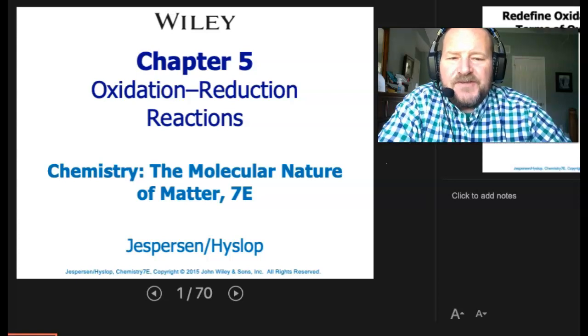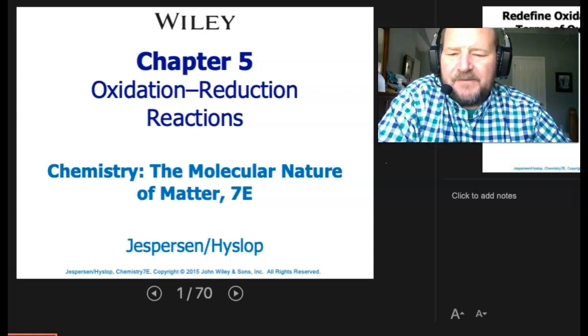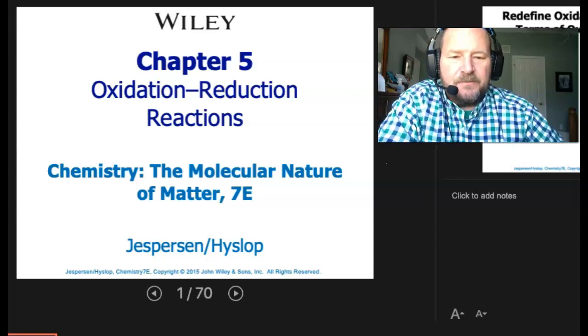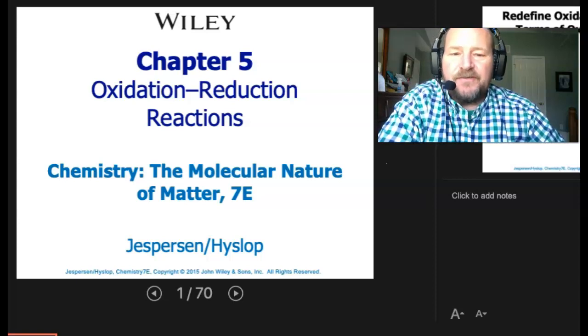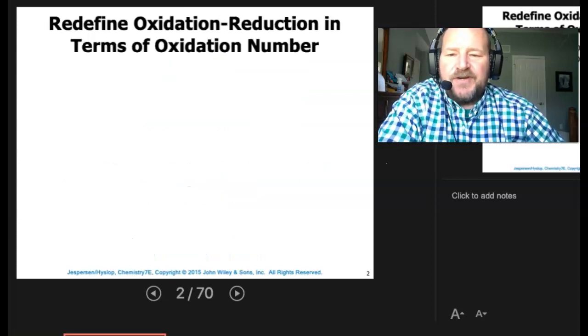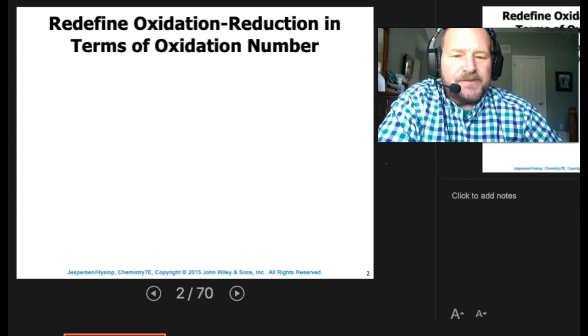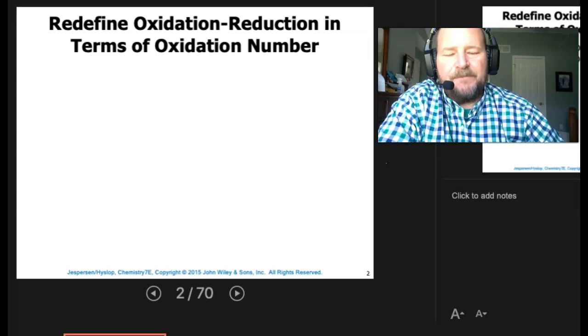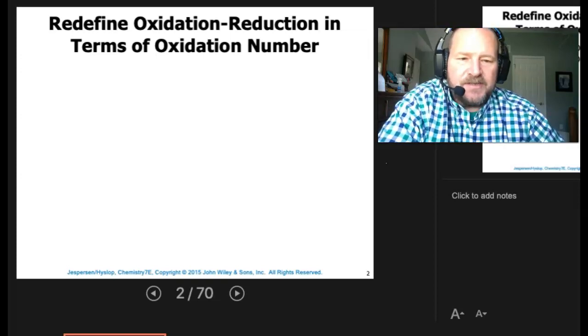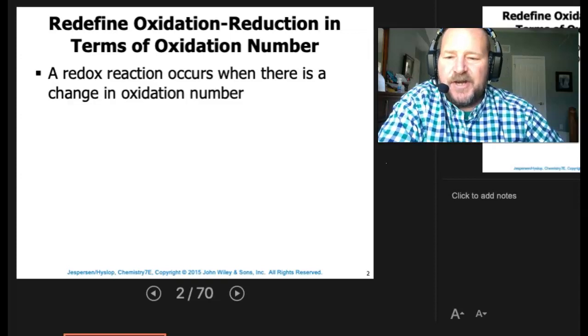So segment 2 of chapter 5. In the last segment we left off with calculating oxidation numbers, and now we're going to start to look at reactions and take advantage of those oxidation number changes in order to understand what's going on in the oxidation and reduction reaction. So we're going to redefine oxidation and reduction in terms of oxidation numbers, right? We looked at OIL RIG: oxidation is loss, reduction is gain. So we know that there's going to be a change in electrons, but now we're going to look at it in terms of oxidation numbers.